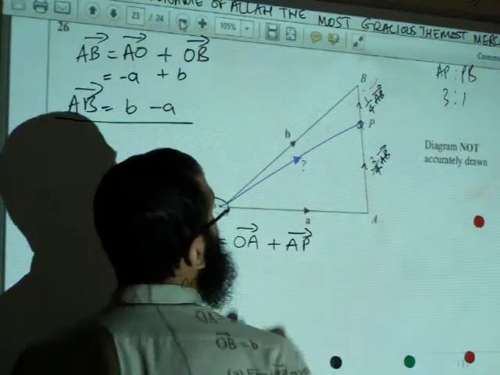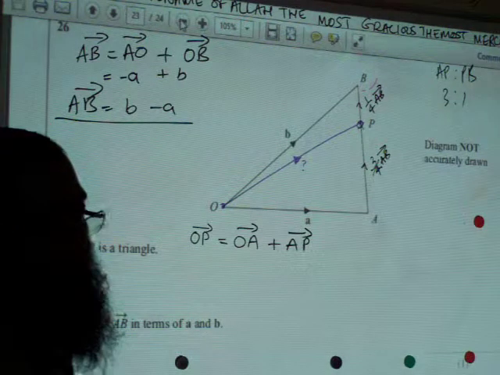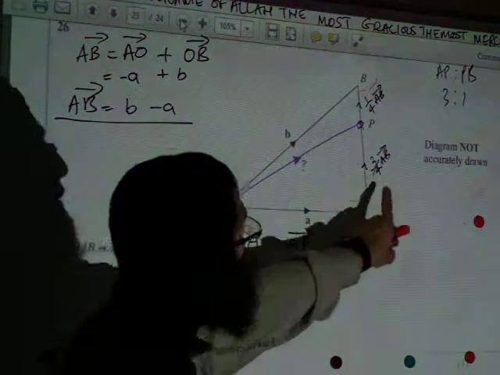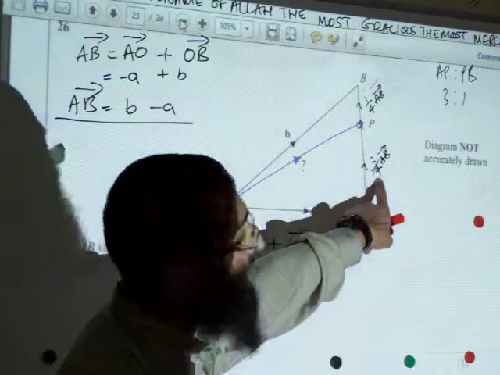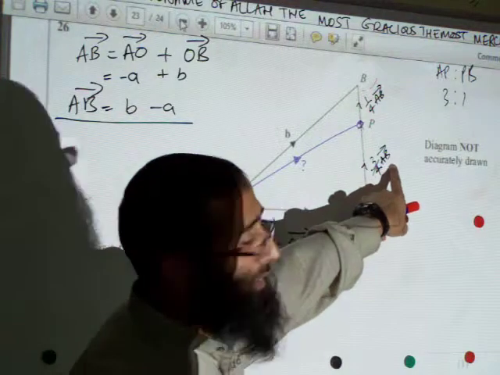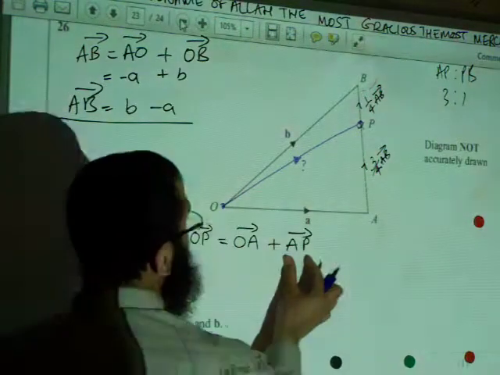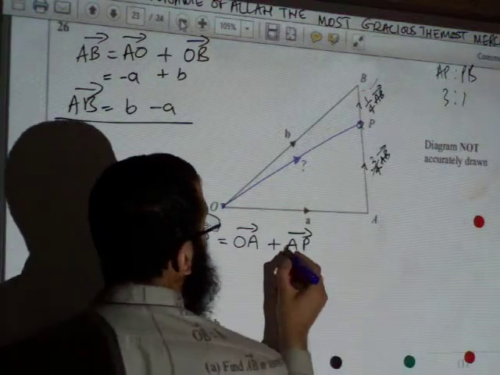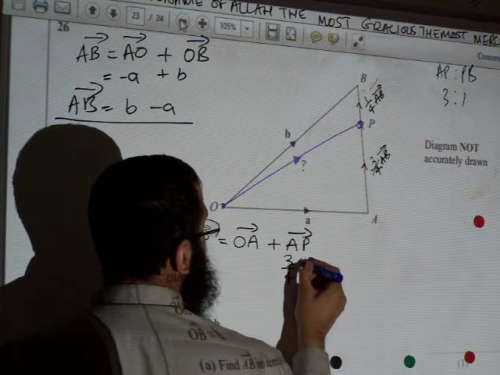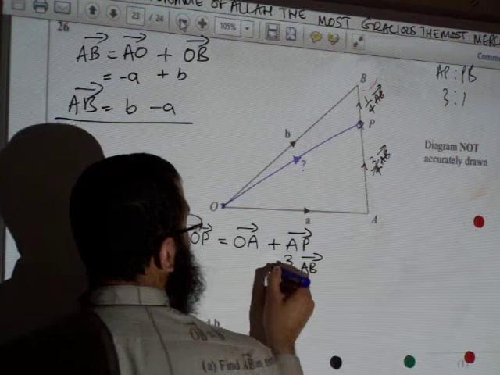to P. As I said earlier, that ratio 3:1 means 3/4 of the way. So 3/4 of the vector AB. So under this part here, A to P, I'm going to rewrite now 3/4 of AB. Are you happy with that?